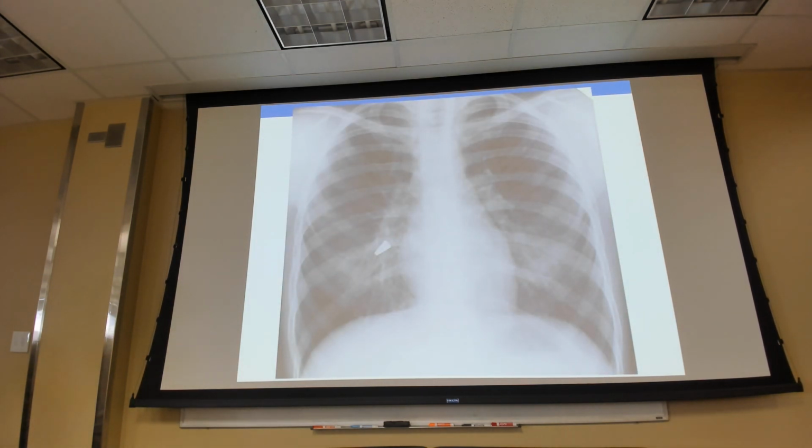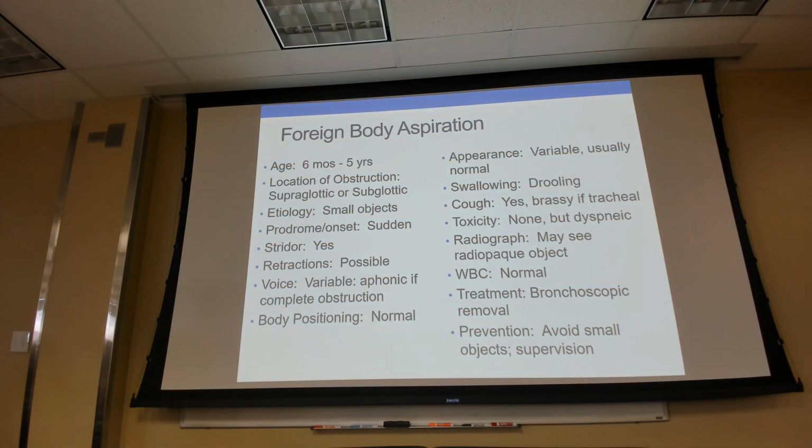This is another one in residency we saw. A teenager, she was in class and she was always chewing on the tip of her pen, and she breathed in the tip of her pen. It was down there, needed a bronchoscopy to get it out. So typically you're thinking in younger kids, under 5, where they're just eating coins for no reason. It can happen in anybody, it's very sudden, and then again, they will need bronchoscopy.